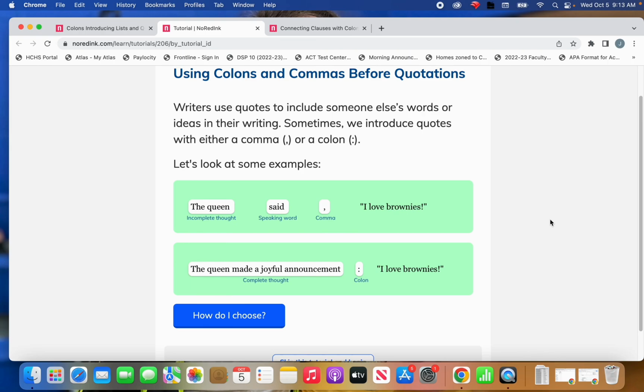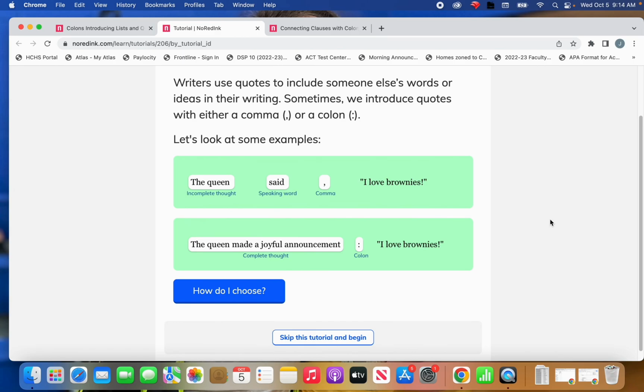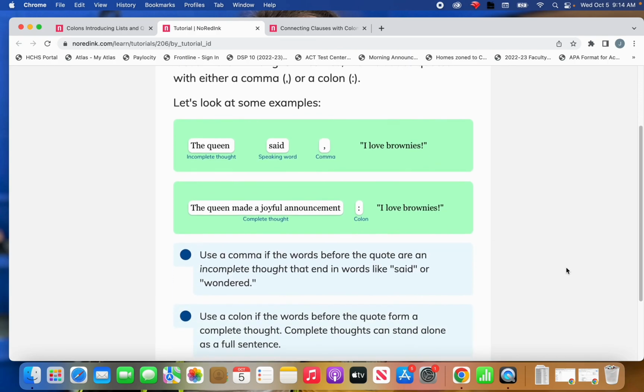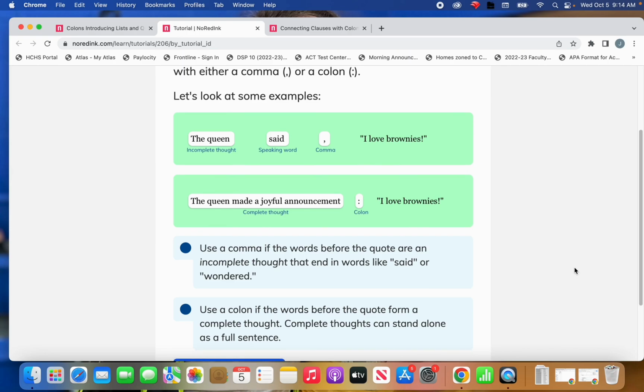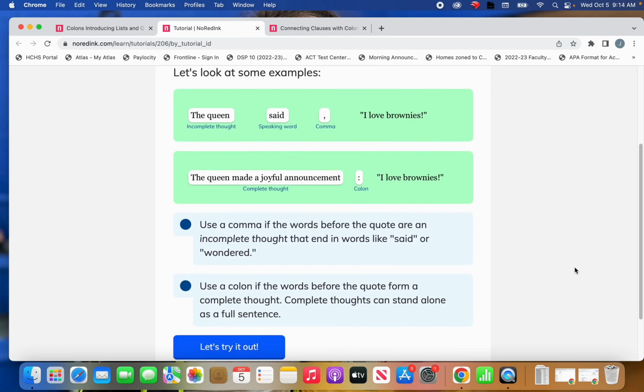And you can probably already notice the difference: here we've got an incomplete thought before the quote. Here we have a complete thought. So if we were looking at how we choose which one to use, you use a comma if the words before the quotes are an incomplete thought that end in words like said or wondered. And then you would use a colon if the words before the quote form a complete thought.